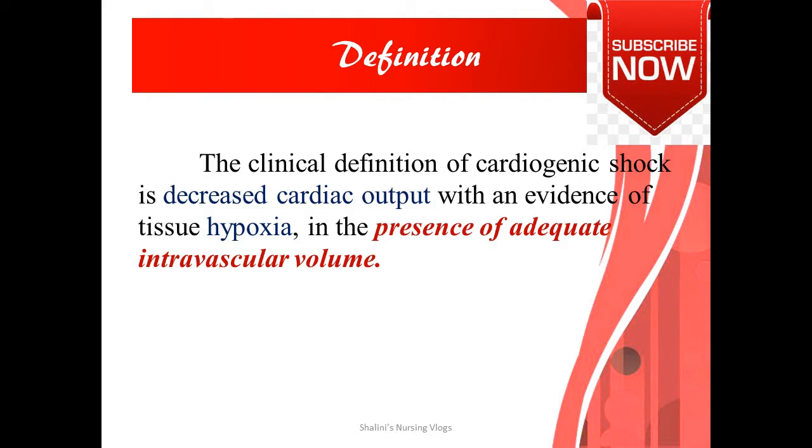The clinical definition of cardiogenic shock is decreased cardiac output with evidence of tissue hypoxia, but in the presence of adequate intravascular volume. That means the intravascular volume is good, but still the patient experiences decreased cardiac output and an episode of tissue hypoxia.